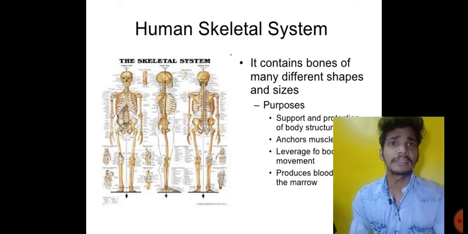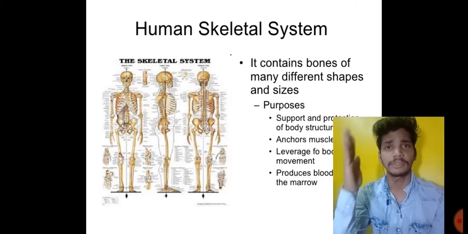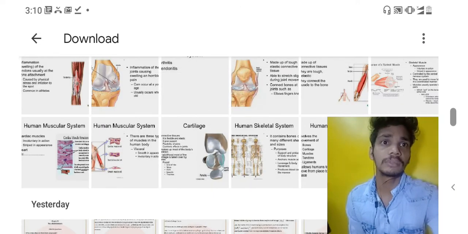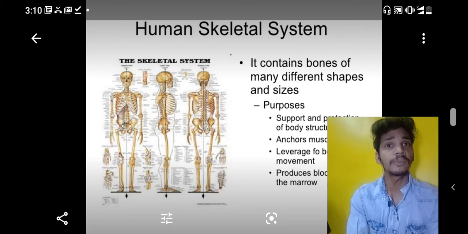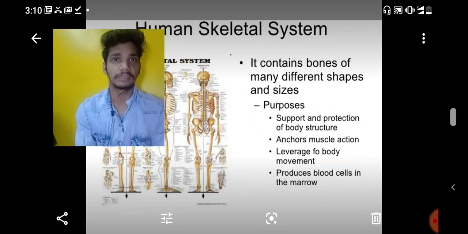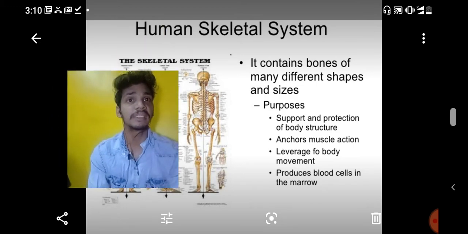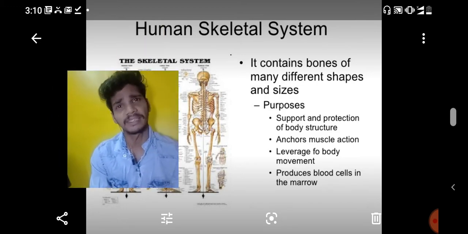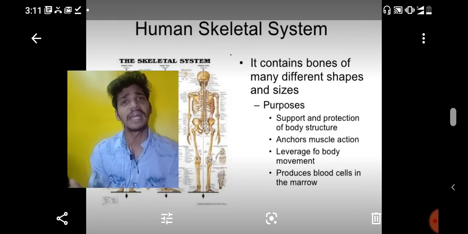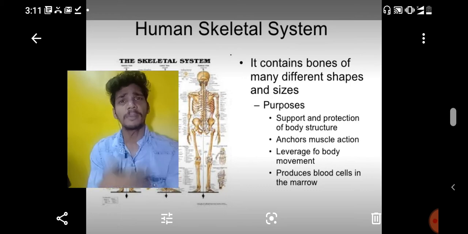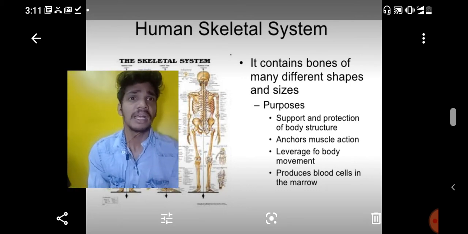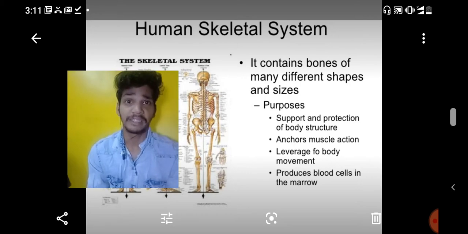Then the human skeletal system. You can see the skeletal system in front view, back view, and side view. What is the human skeletal system? It consists of many different shapes and sizes, small and big, and many bones are articulated together, making up the human skeletal system. There are many different sizes, varieties, and shapes.